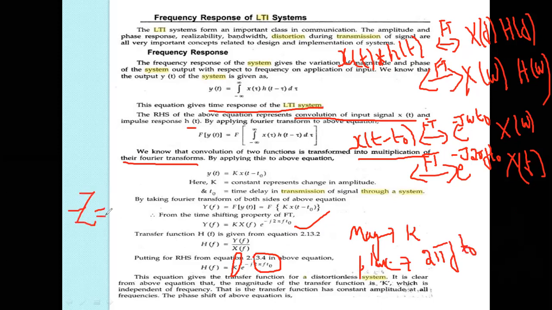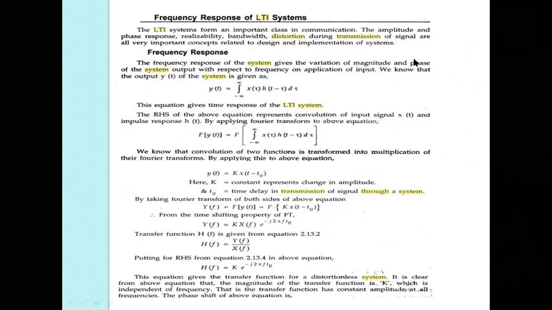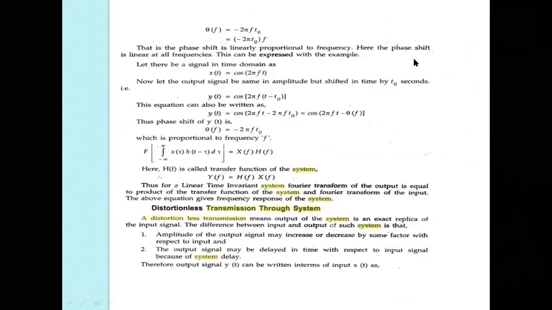Whenever we consider z equal to r e power minus j theta, theta is the phase and r is the magnitude. That is, students. Next, theta of f is equal to minus 2 pi f t naught, that is, minus 2 pi t naught f. That is, the phase shift is linearly proportional to the frequency. Here, the phase shift is linear with frequency.